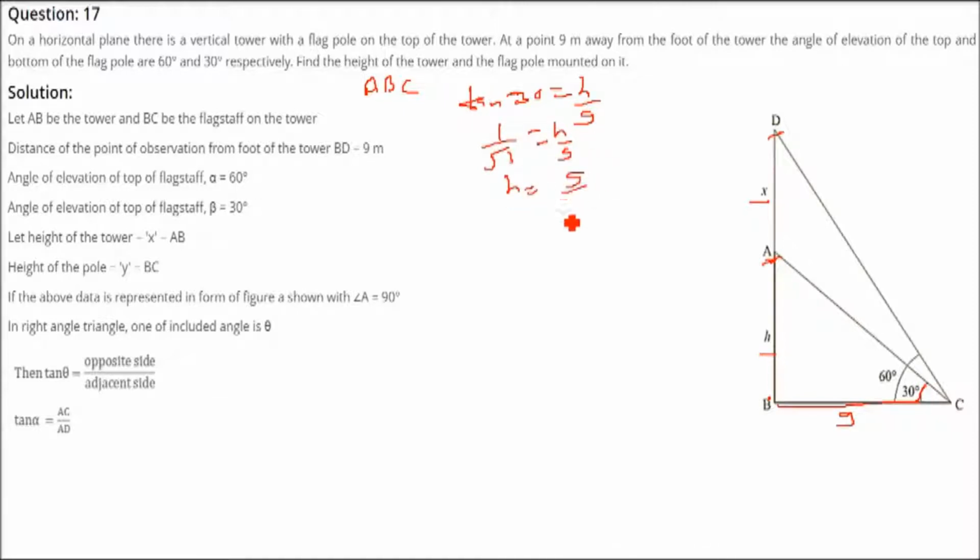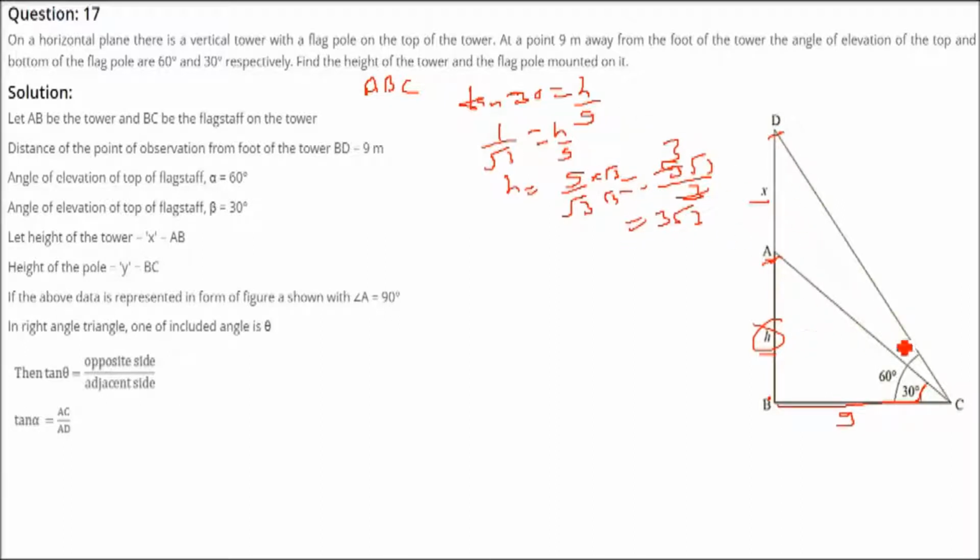So h is going to be n by root 3. Let it be like this. We are going to solve it. Because the solution is already there, we'll just try multiplying root 3 in the numerator and denominator. So 9 root 3. Root 3 into root 3 is 3. So 3 3s are 9. So 3 root 3 is your h from the first equation.